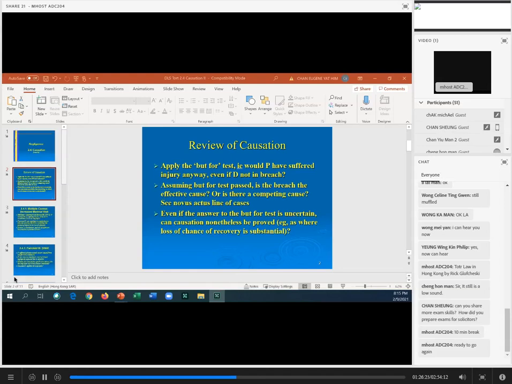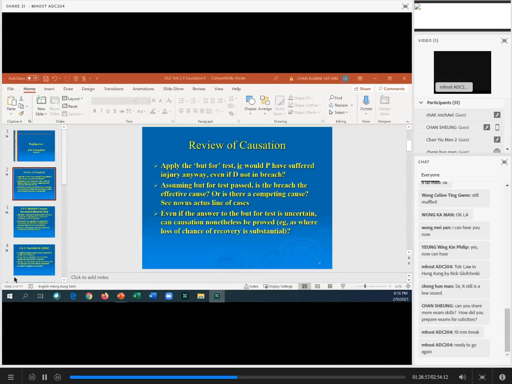So, the second aspect of causation is, if there's more than one possible cause, what is the effective cause? This is the novus actus interveniens cases. Was the second cause reasonably foreseeable? If it was, then the first cause remains the effective cause.